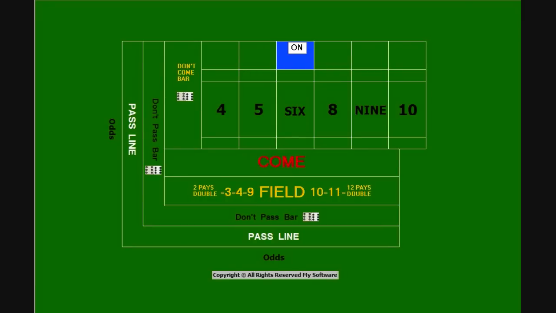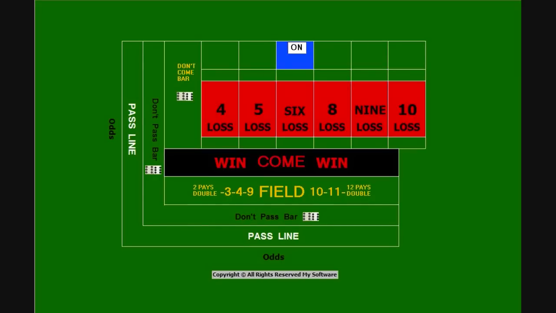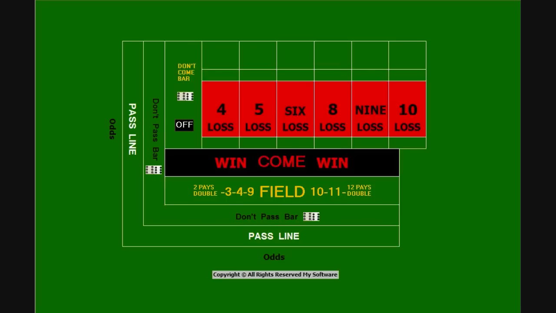If 7 is rolled, all come bets on 4, 5, 6, 8, 9, and 10 lose. New come bets in the come area of the layout win and are paid even money. The puck is turned off and the game begins again with a new come out roll.